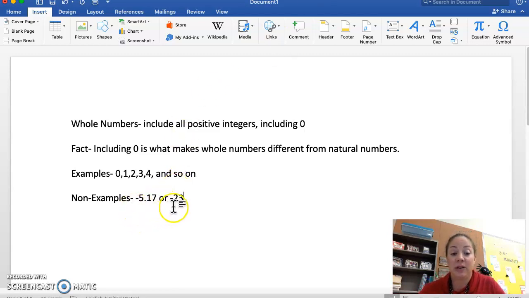Non-examples would include negative numbers or anything with a decimal or a fractional part. So I just put in -5 and 1700ths, or -23.